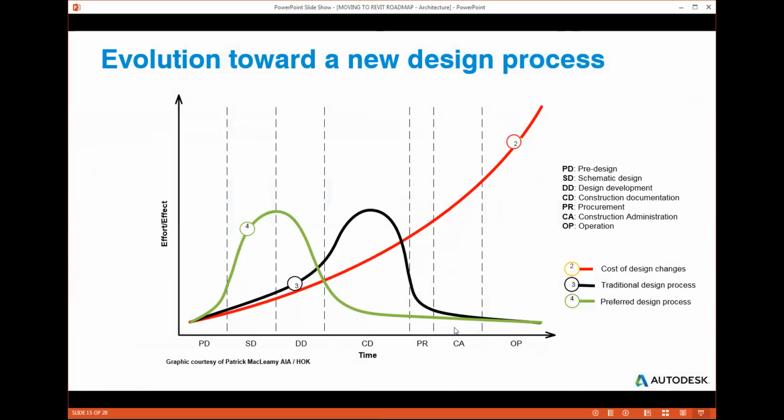On this horizontal line, where my mouse is outlining here, you will see preliminary design. These are the design stages. Prime design, schematic design, then you have construction documentation, detailed design, the project management, the construction, the procurement, the construction administration, and the operations. So this red line is telling you that as you move from pre-design to operations, the cost of making changes to your design will keep increasing.